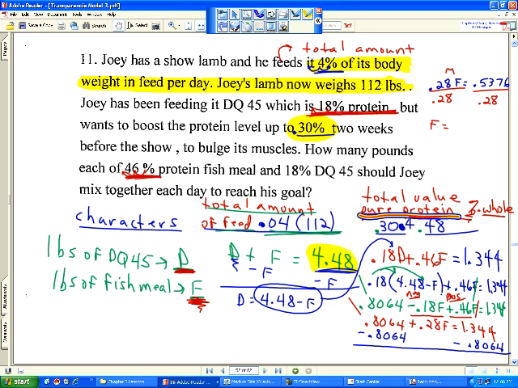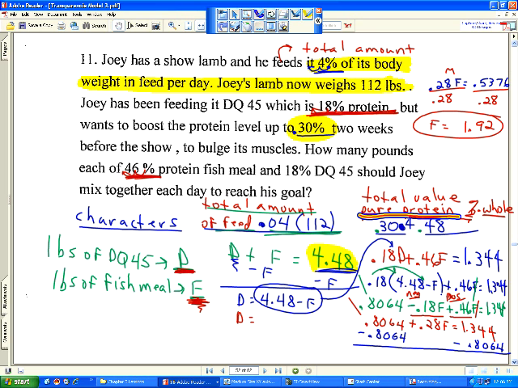That's a little short on fish meal. Lamb would be very happy about that arrangement, and the people that ate him also probably. But anyway, F is equal to 1.92, rounded to the nearest hundredth of a pound of sweet feed. Yes, and it tasted like a fish.